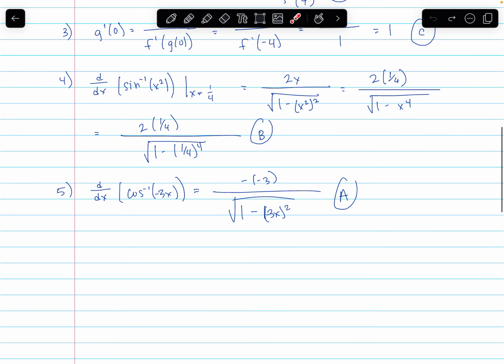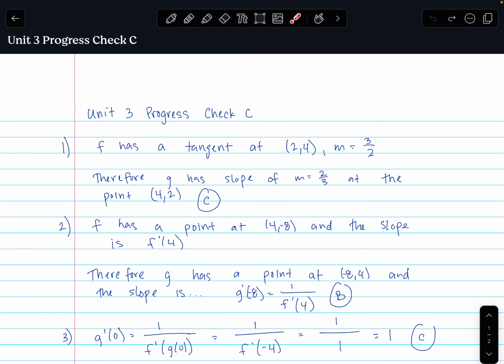And then for the last question, we have the derivative of the arc cosine of negative 3x. So remember that the shortcut here goes -1, but in this case we need the derivative of the inside, which is going to be -3, so that's going to be +3, divided by the square root of 1 minus x squared, but instead of x we're going to use -3x being squared, and so that's going to be option A. That's going to be +3, so A should be the answer there. Okay, and that should be everything for the third progress check.